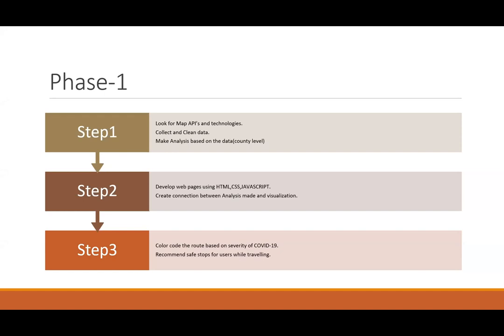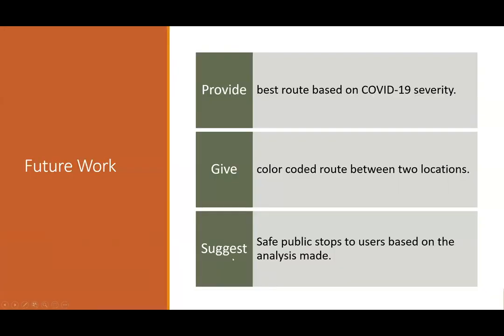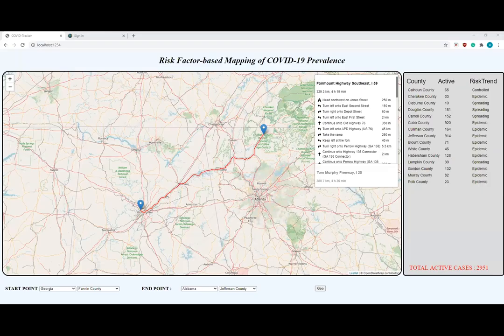Our third step was including the color code on the route and recommending safe stops for users while traveling. Before going into the demo, as of now we have developed the basic structure of our website. We still have further work, such as creating suggestions for a person while traveling, like safe pit stops, as it requires a lot of analysis and other related work. My team member Praneeth is going to show us a demo of the project.